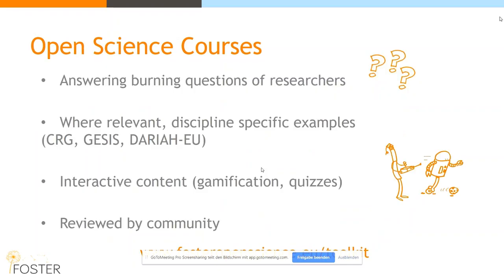What we also try to do is to give relevant discipline-specific examples where relevant. We have some partner institutions, for example, the Center for Genomic Regulation for the life sciences and GESIS for social science. They really made sure that we have discipline-specific tools and examples in these courses. Then the courses are interactive, so after each course, you have a quiz.